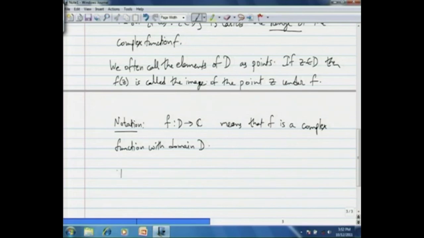And if a complex function is provided to you with a certain domain, we can always reduce the domain in some sense and artificially restrict the given complex function to that reduced domain. So here is what we can do in the example f of z equals z squared. We saw that D is equal to C. So this rule f of z equals z squared was given for every complex number z.